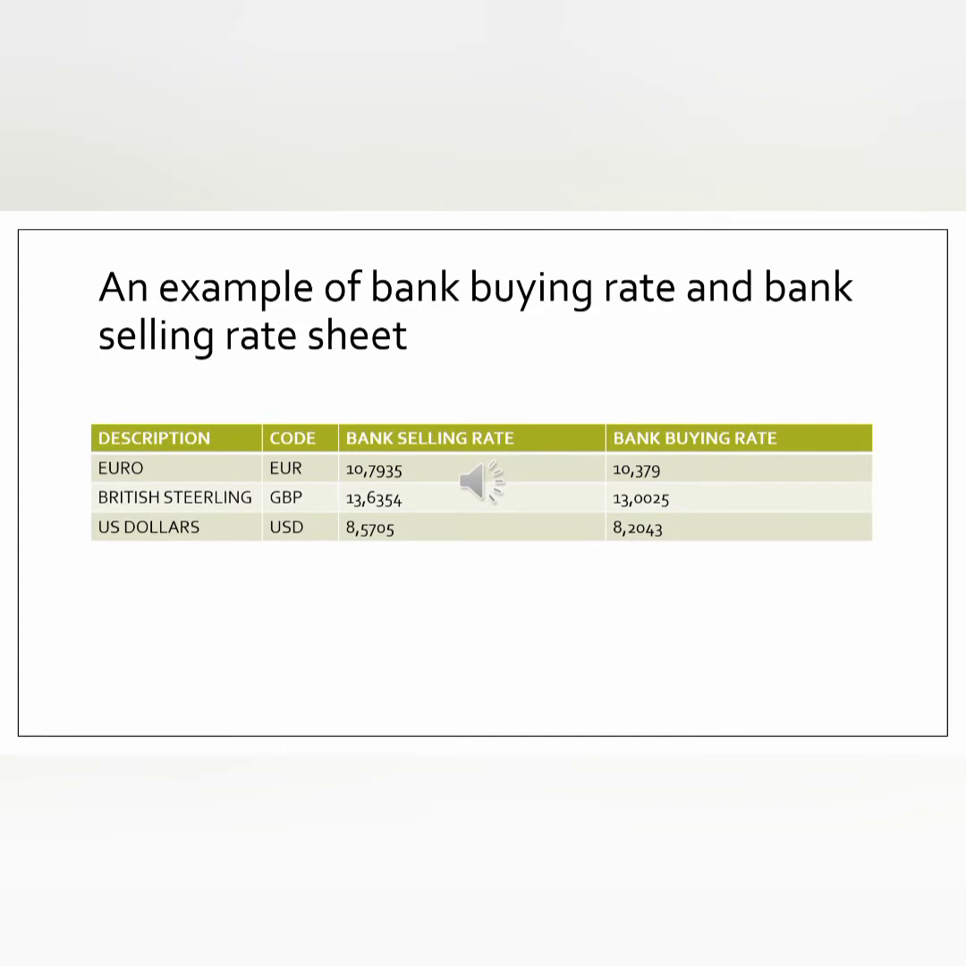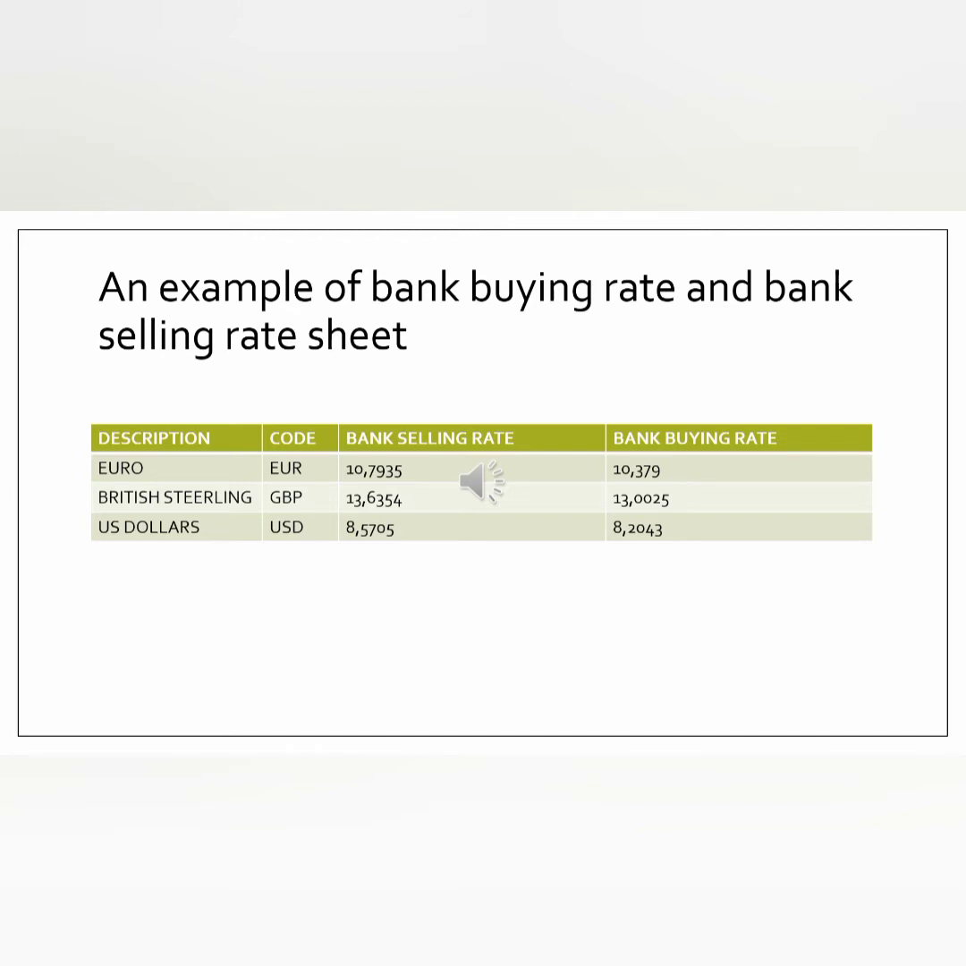So in this slide we are going to be looking at an example of a bank buying rate and a bank selling rate sheet, right? We have an example of euro, British sterling, as well as US dollars. As you can see, the bank buying rate and the bank selling rate are not the same. The most important thing to understand about the two exchange rates is that the buying rates and the selling rates are from the point of view of the bank or foreign exchange provider.